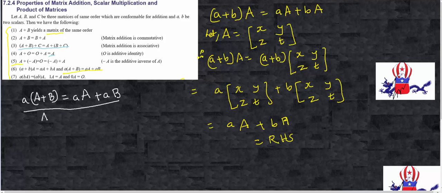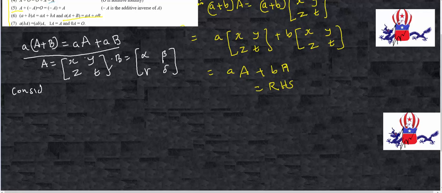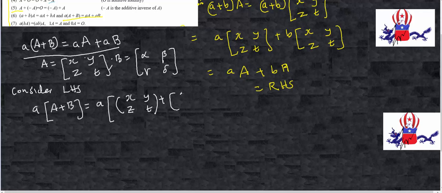To explain this, let me consider A to be X, Y, Z and T, and let B be equal to alpha, beta, gamma and delta. Consider the left hand side. That would be A times (A plus B), which can be rewritten as A times the matrix A and B added. So let me write the matrix: X, Y, Z and T being added with alpha, beta, gamma and delta.